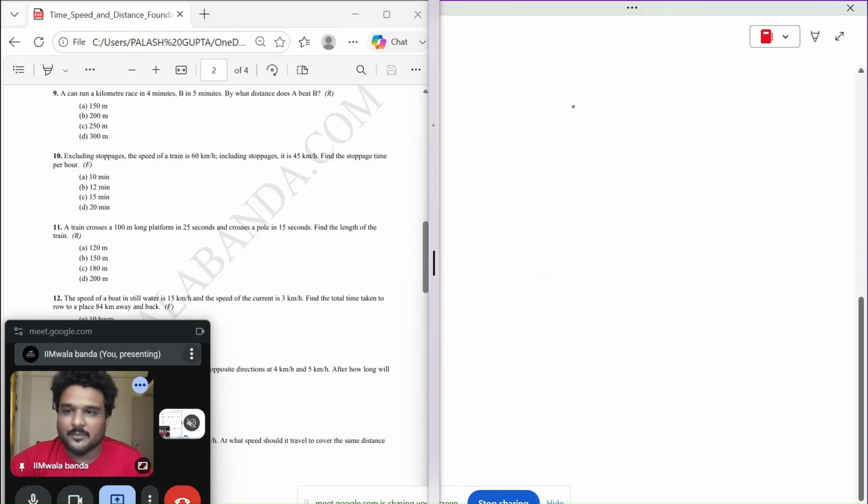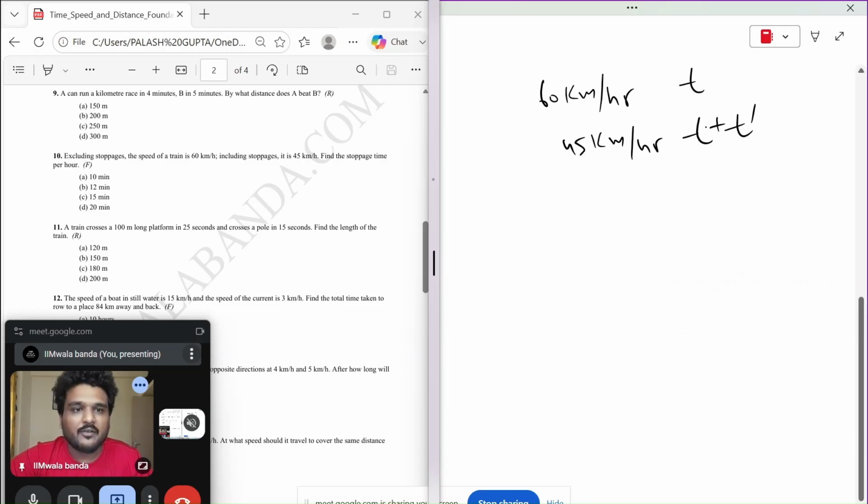So excluding stoppages, the speed of train is 60 kilometers per hour, and including stoppages, it is 45 kilometers per hour. So what does that mean? The train is stopping at platforms, and because of that, overall its speed has decreased, and we need to find the stoppage time. So if there was no stoppage, it would have taken t time. Because there are stoppages, it will take some more time, which I'm assuming as t dash. Find the stoppage time per hour.